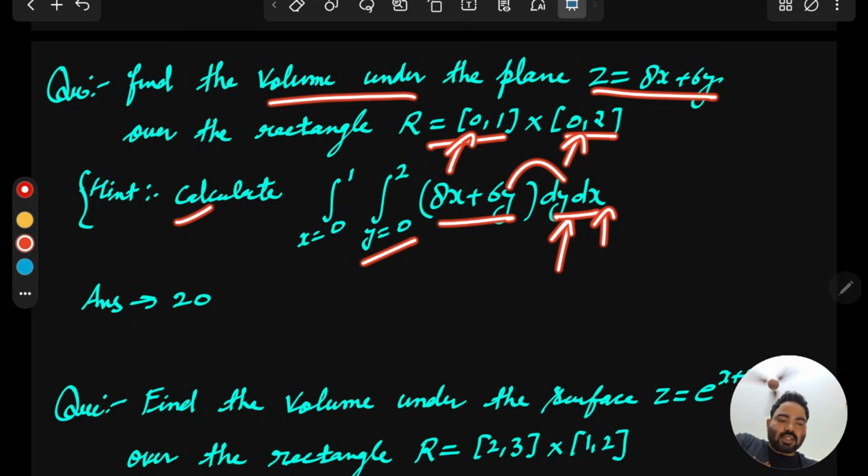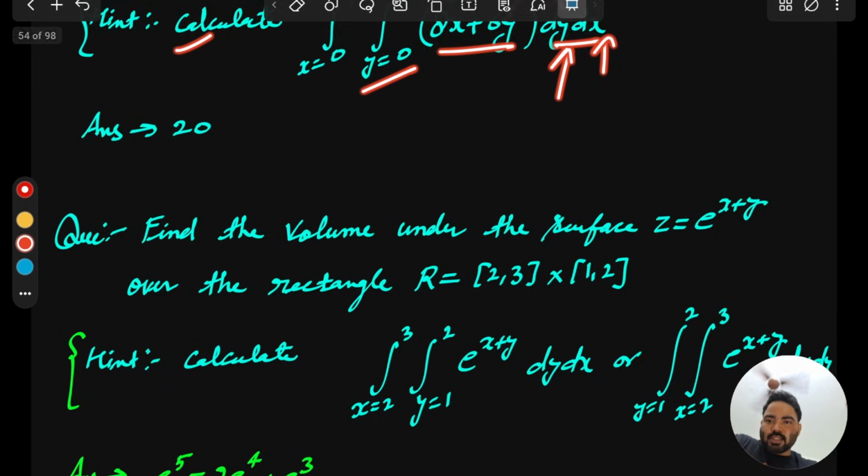So integrate with respect to y, keeping x as a constant. If you are doing integration with respect to y, then x is a constant. If you are doing x first, then y is a constant. This is the simple logic you have to understand and do the integration.